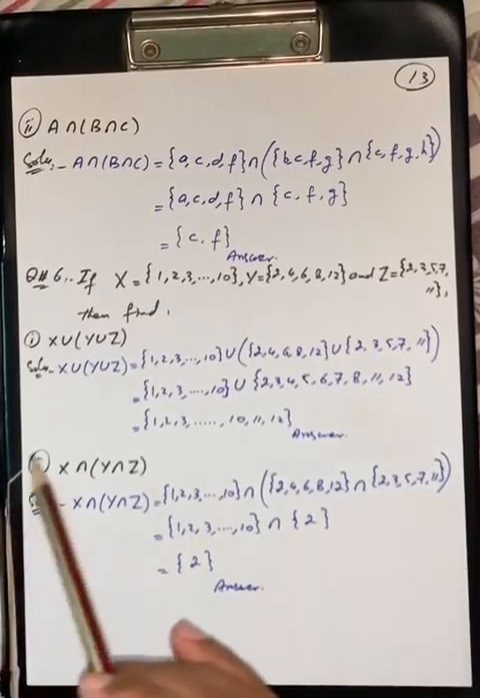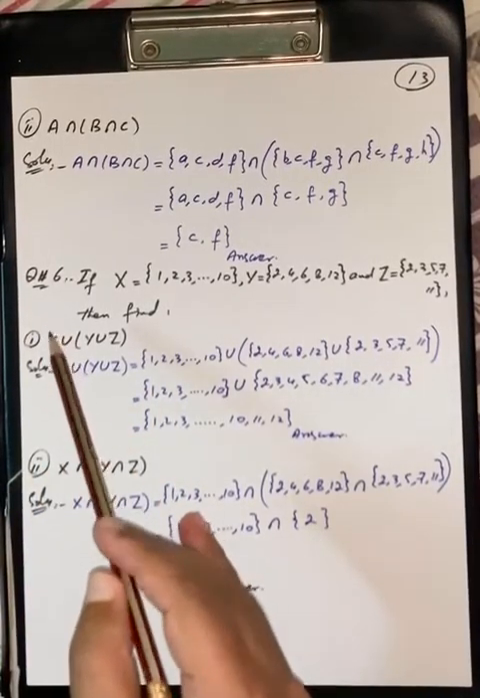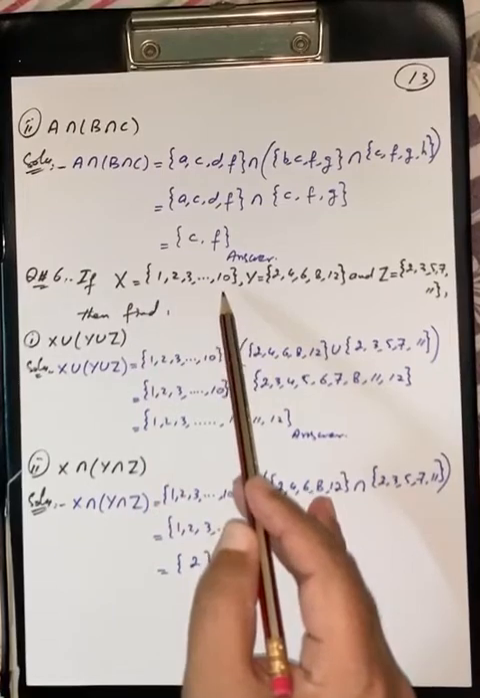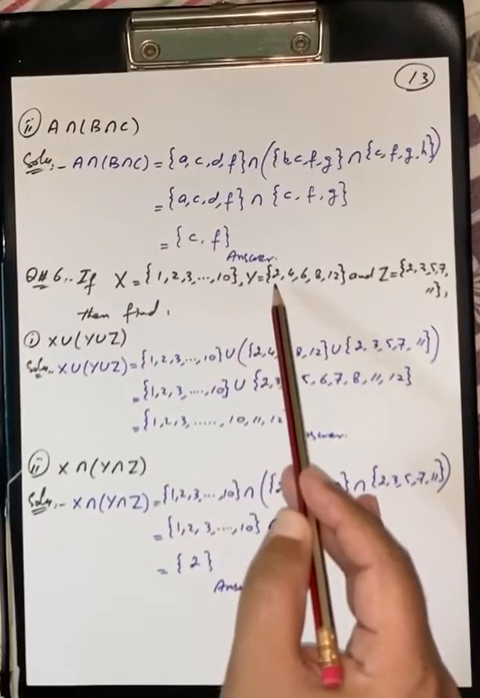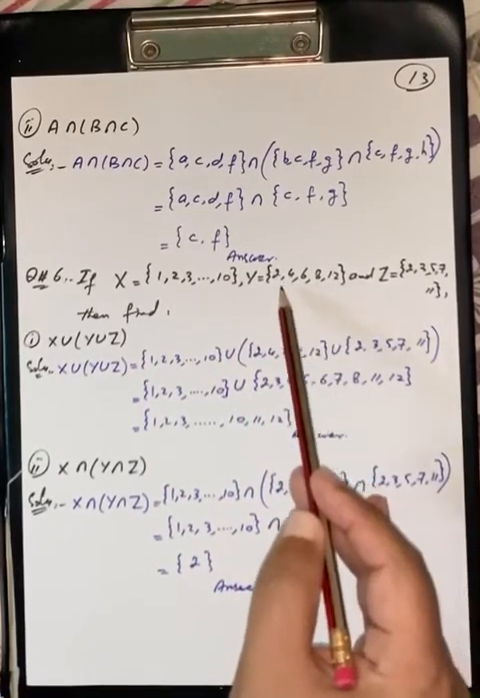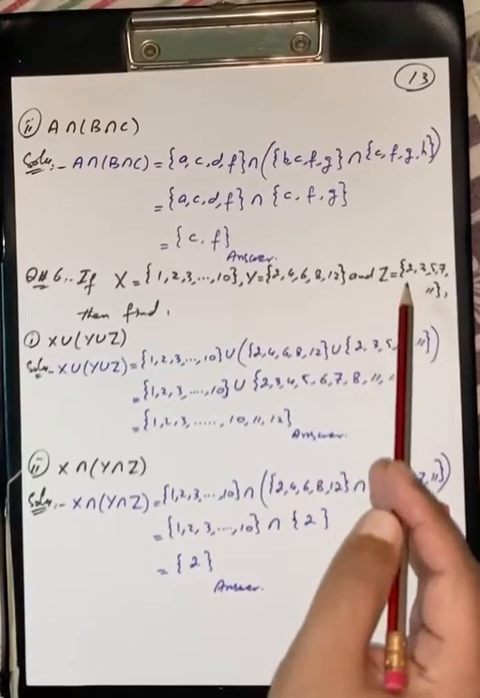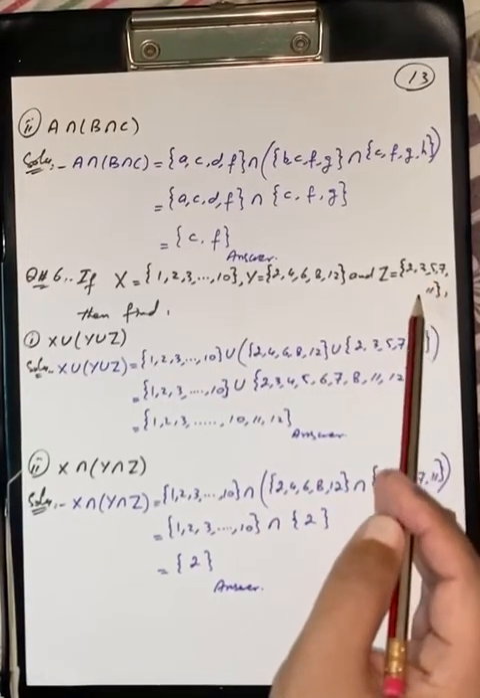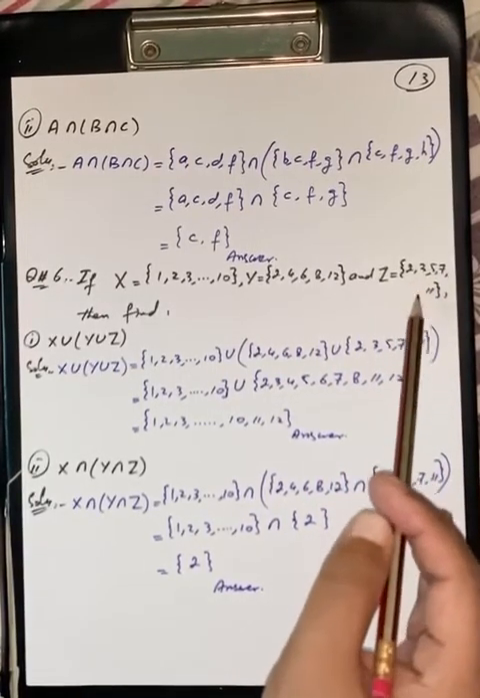Same, I solve question number 6. Now what is question number 6? X is 1 till 10 natural numbers, Y is 2 till 12 even numbers, 2, 4, 6, 8, and set Z, 2, 3, 5, 7, 11, is the set of prime numbers till 11.